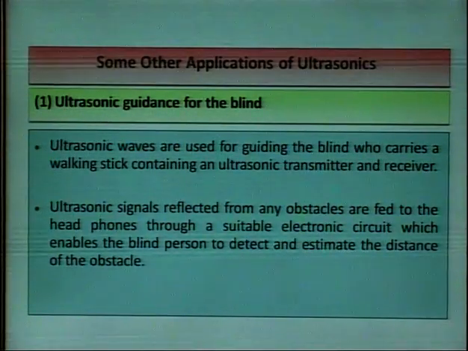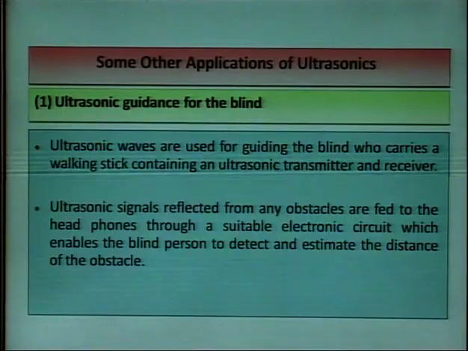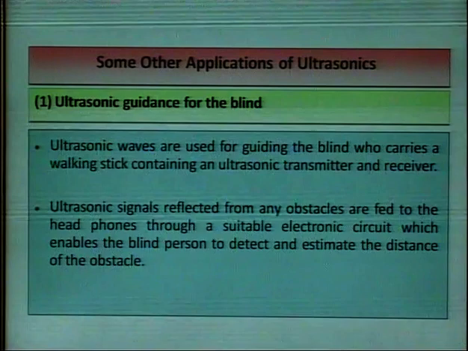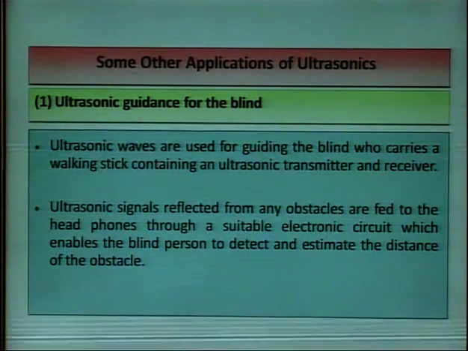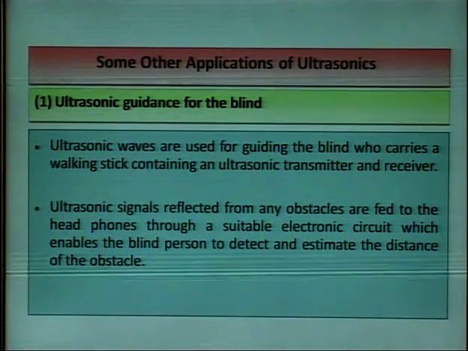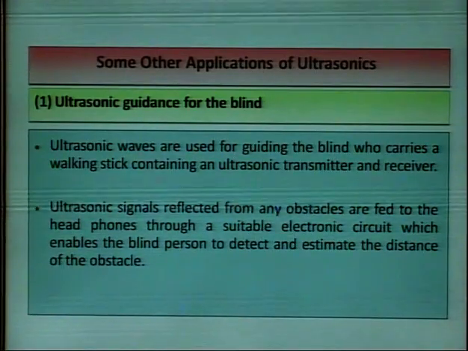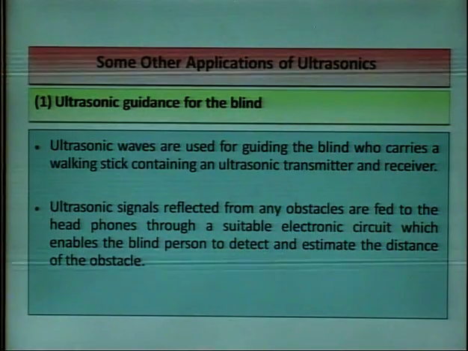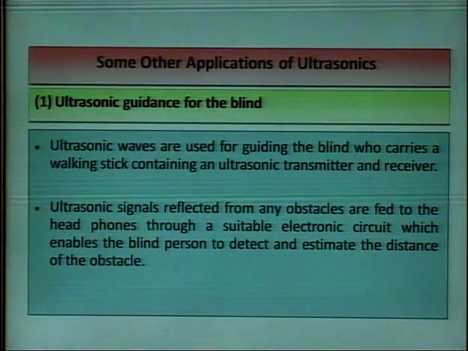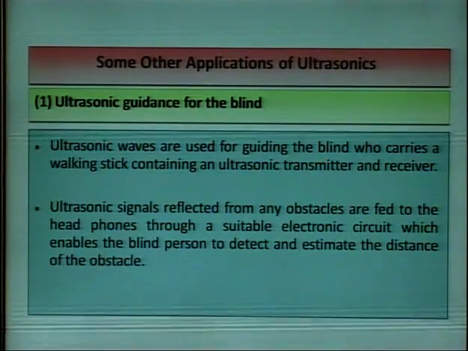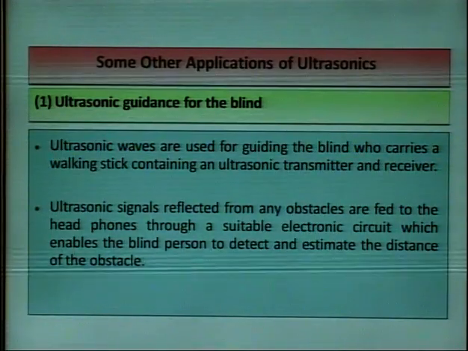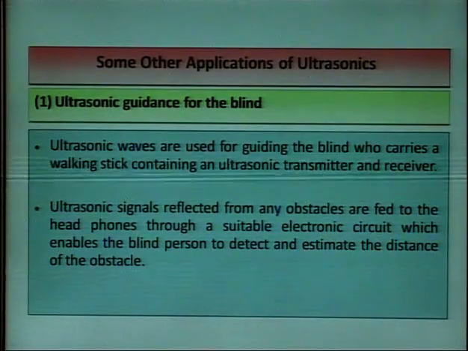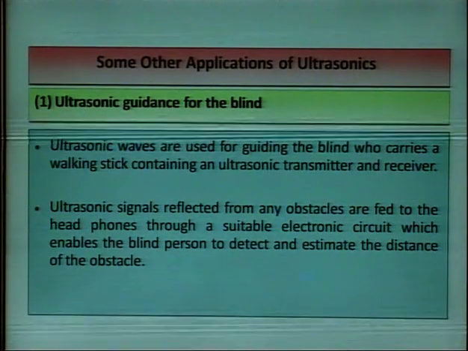Lastly, some other examples in other fields. One application of ultrasonics is guidance for the blind. Ultrasonic waves are used for guiding the blind, who carry a walking stick containing an ultrasonic transmitter and receiver. Ultrasonic signals reflected from any object are fed to the headphone through a suitable electronic circuit, which enables the blind person to detect and estimate the distance of the obstacle.